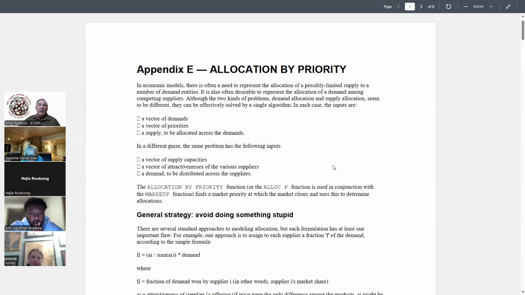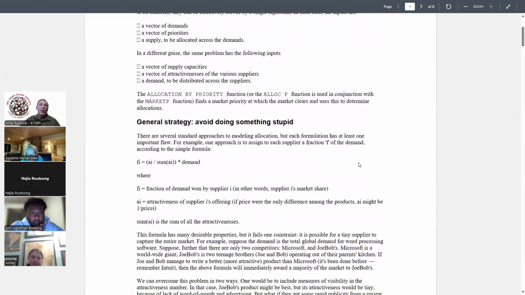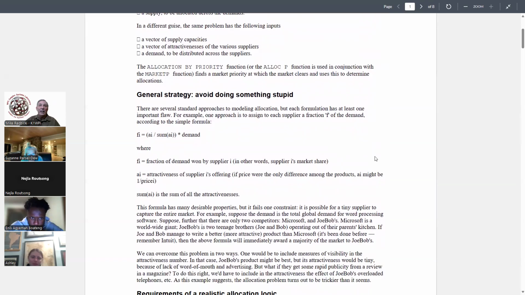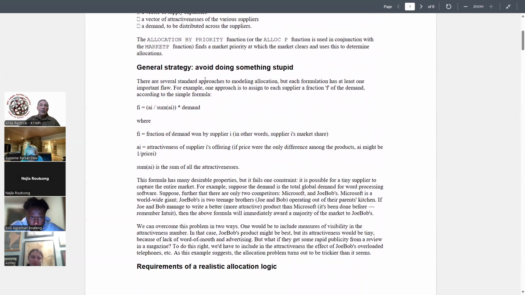Okay. The alloc-P function is used in conjunction with the market-P function and finds a market priority at which the market clears and uses this to determine allocation. So general strategy, avoid doing something stupid. Okay. There are several standard approaches to modeling allocation, but each formulation has at least one important flaw. For example, this is the first one we looked at tonight. Okay, that's the simplest one, right?